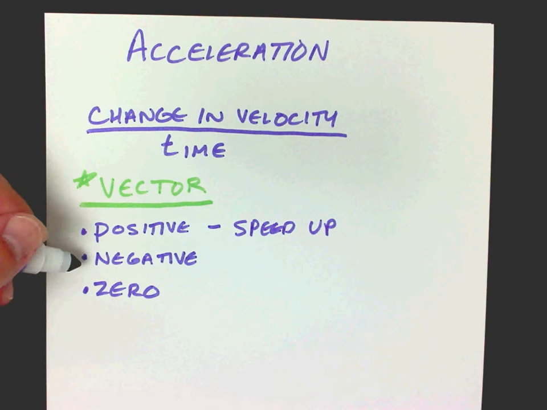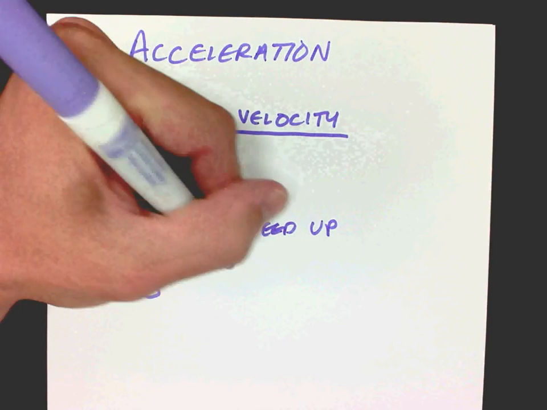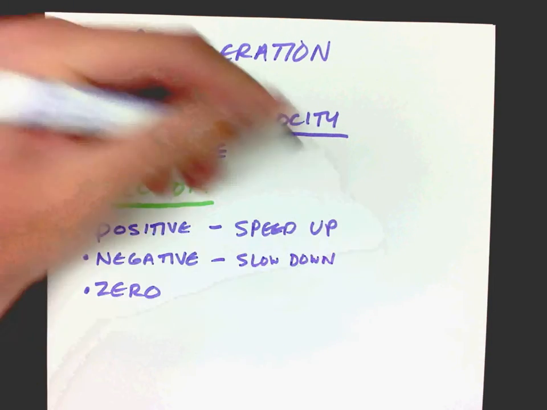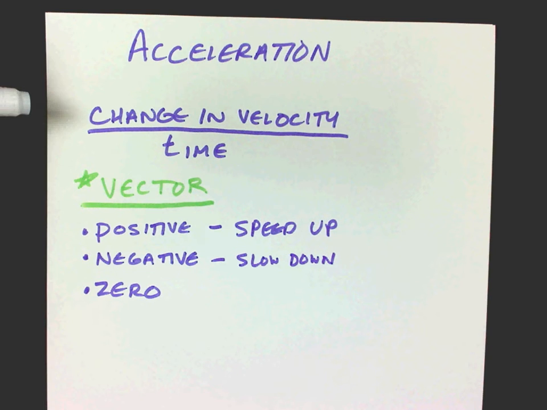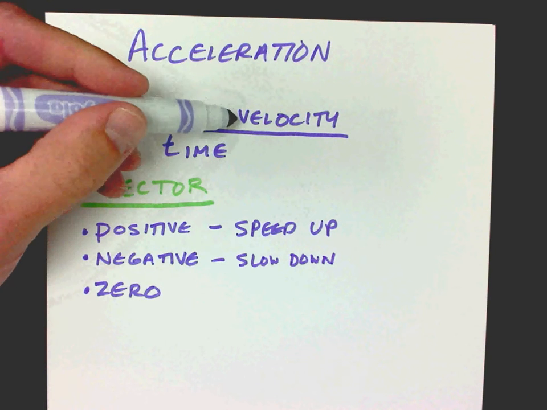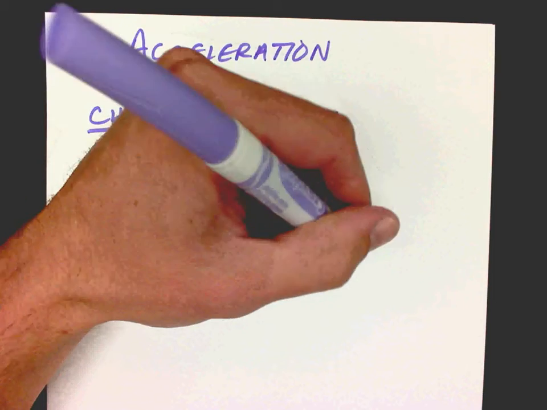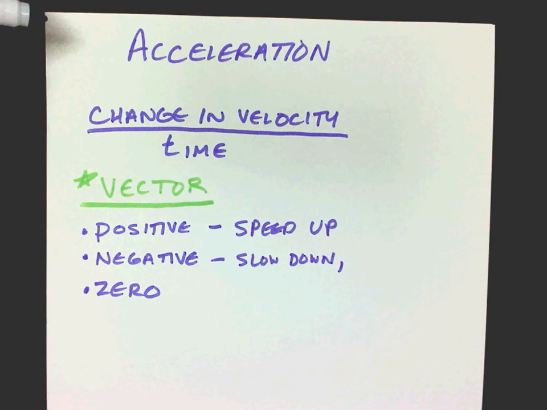Negative acceleration could be a couple things as well. Negative acceleration could mean that the object is slowing down. I'll put slow down. So same thing, driving in a car, but you hit the brakes this time. Your velocity changes and you slow down. That's a negative acceleration. But it could also mean that the object's speeding up. Now, these would be different scenarios. This would be one scenario.